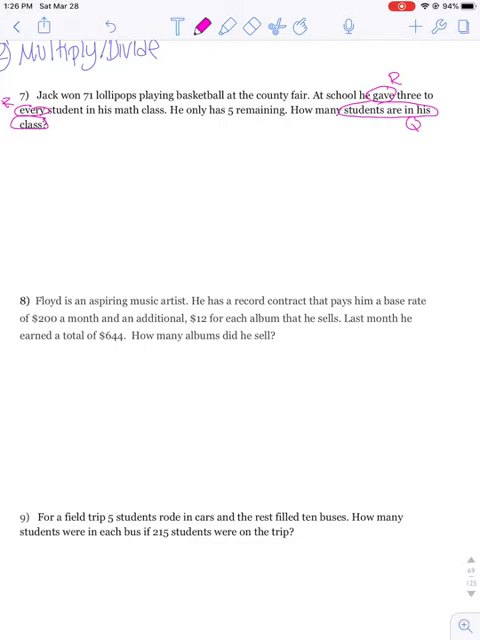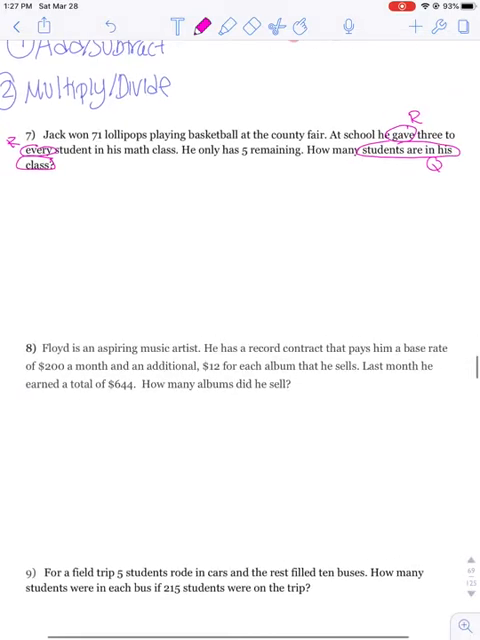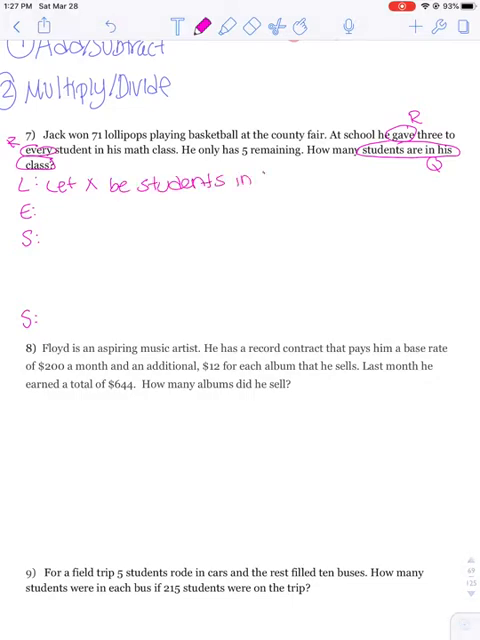Gave tells me that I'm probably going to be subtracting something. And then every tells me that I'm going to be multiplying something. And I know for these two-step equations, I always need one that's addition or subtraction, and one that's multiplication or division. So that makes sense. So I'm going to have LESS, skip some space, other S. Let X be students in his class.